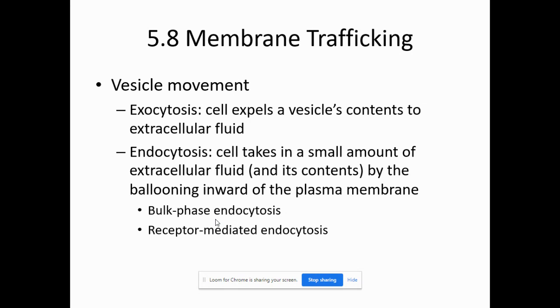Now, some things are moved across plasma membranes but are larger, and they are removed or taken in through the use of vesicles, which are membrane-bound organelles. So you have vesicle movement. You have exocytosis, which means the cell expels the vesicle's contents to the outside environment, to the extracellular fluid. Then you have endocytosis, which means the cell takes in a small amount of extracellular fluid and whatever is in that fluid, by the ballooning inward of the plasma membrane. There are two types of endocytosis: bulk phase endocytosis and receptor-mediated endocytosis.